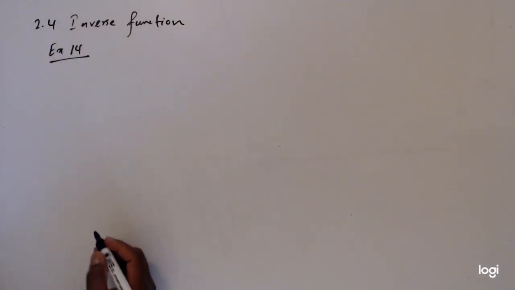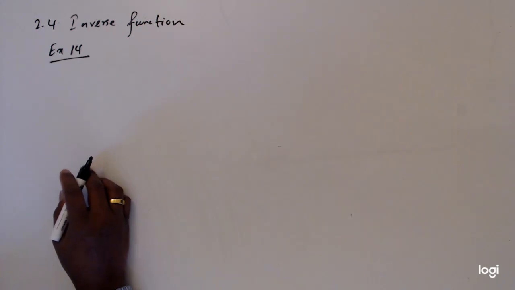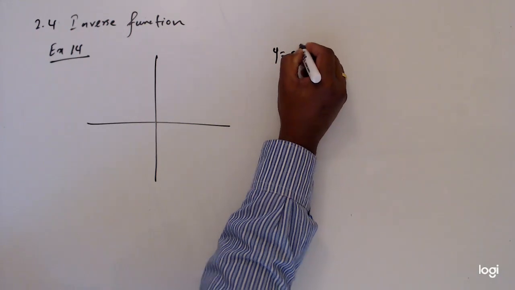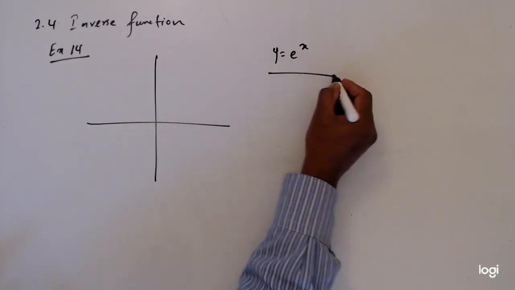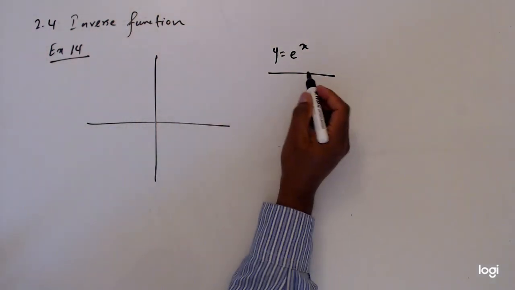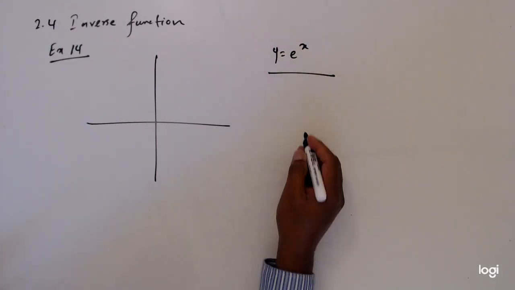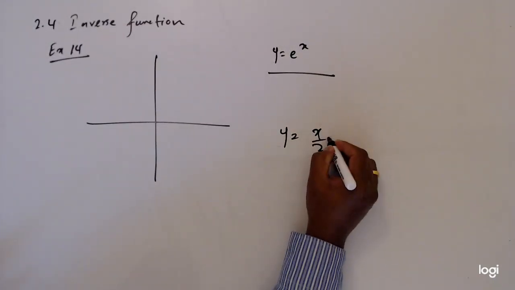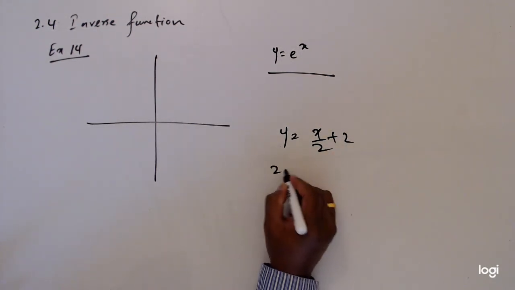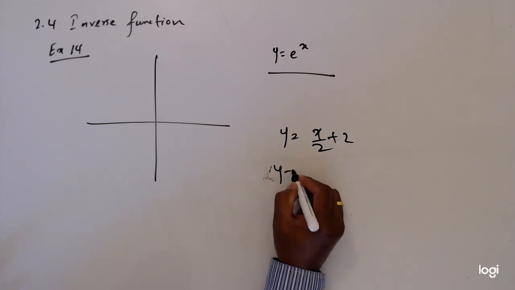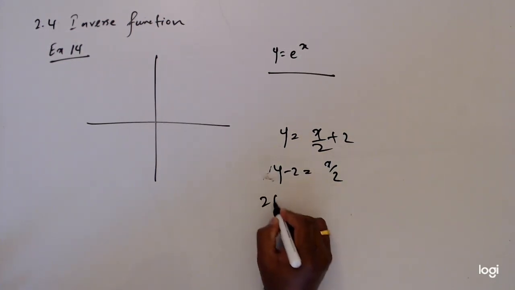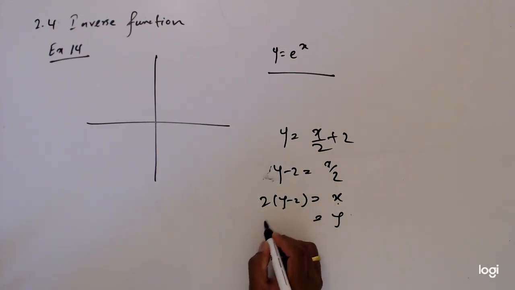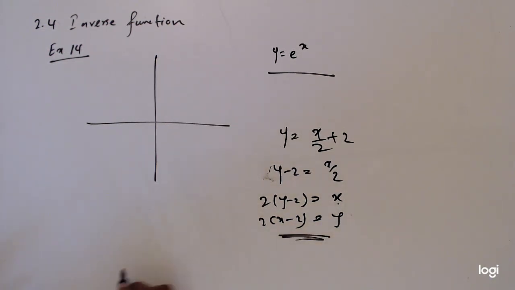Now let's discuss example 14. Before I start, from part A, y equals e to the x, and now how can we find the inverse function of this? If it is y equal x over 2 divided by 2, we know that this is simply make y minus 2x over 2, then 2 times y minus 2 equal x, then x becomes y, y becomes x. That's how we find the inverse function.